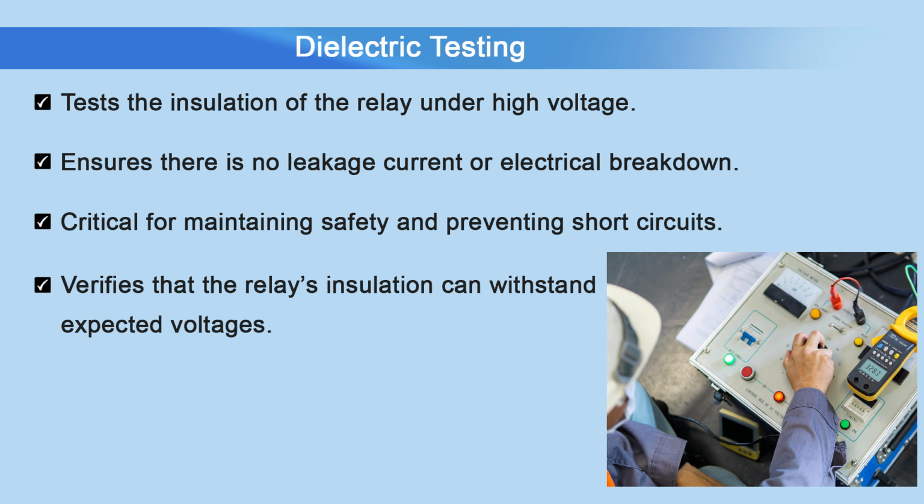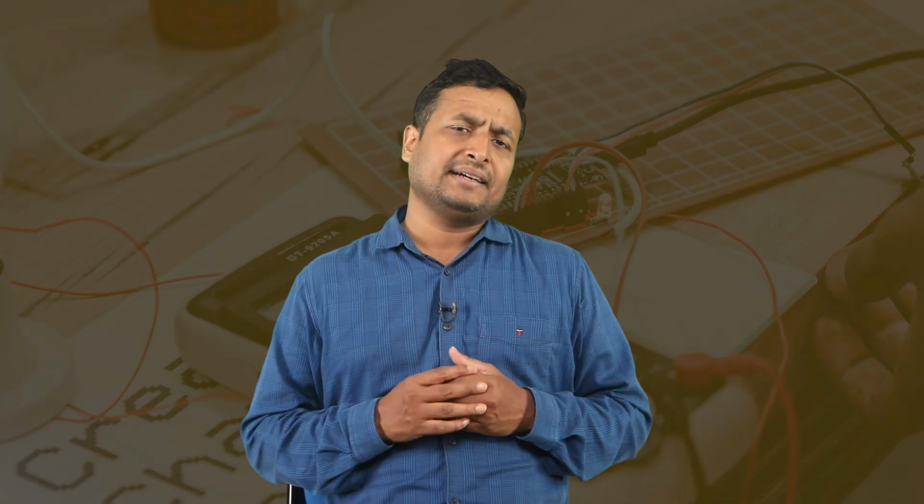For example, a dielectric test on a high voltage relay might involve applying a voltage of 2 kilovolts across the insulation for 1 minute and measuring the leakage current. If the current exceeds the specified limit, the relay may fail the test.